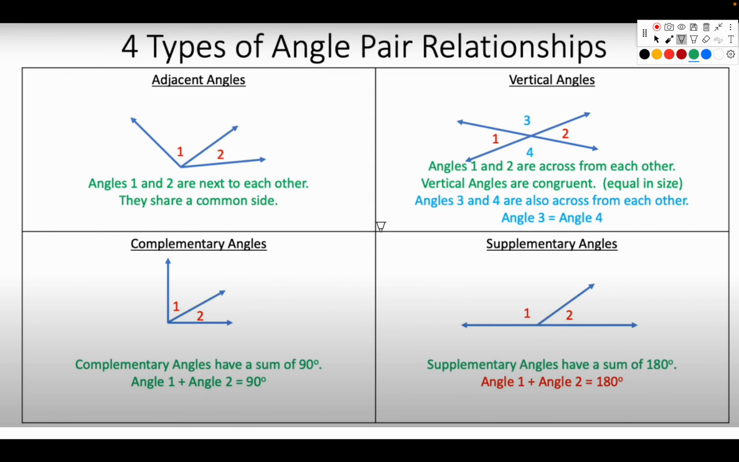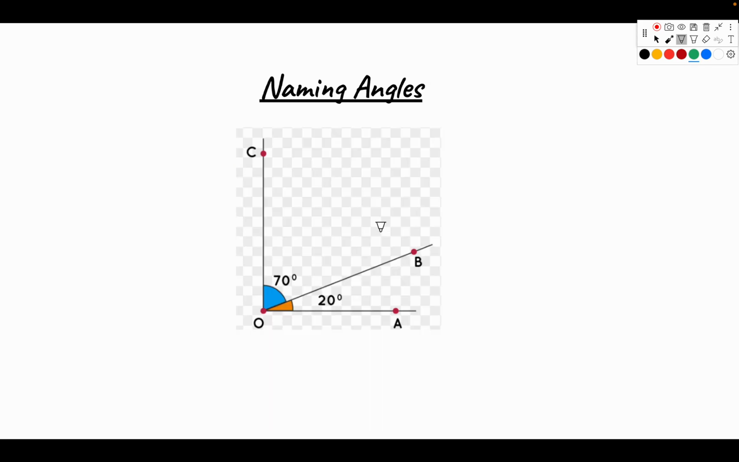We're going to go over some examples on the next few slides on how to name some of these angles and find the measurements. If we needed to name these angles, sometimes they're not labeled with numbers. Instead, we have these points that the angles are formed by. In this diagram, we have two angles, one's 20 degrees, one's 70. If we add those, it equals 90 degrees. So we have two angles that are complementary.